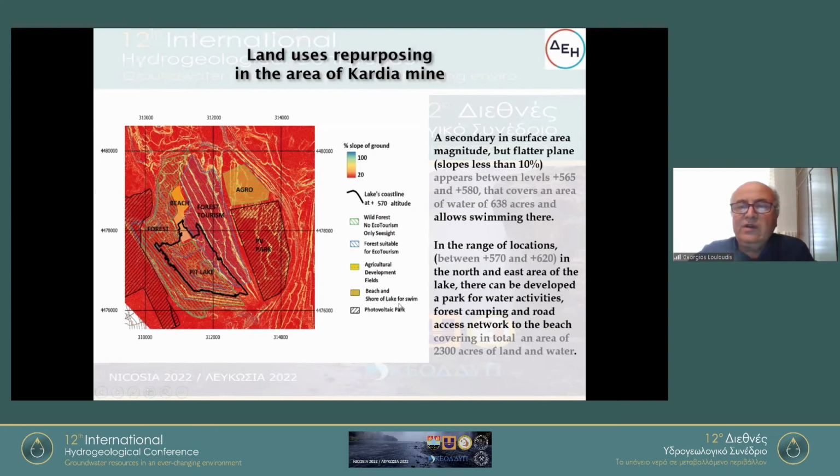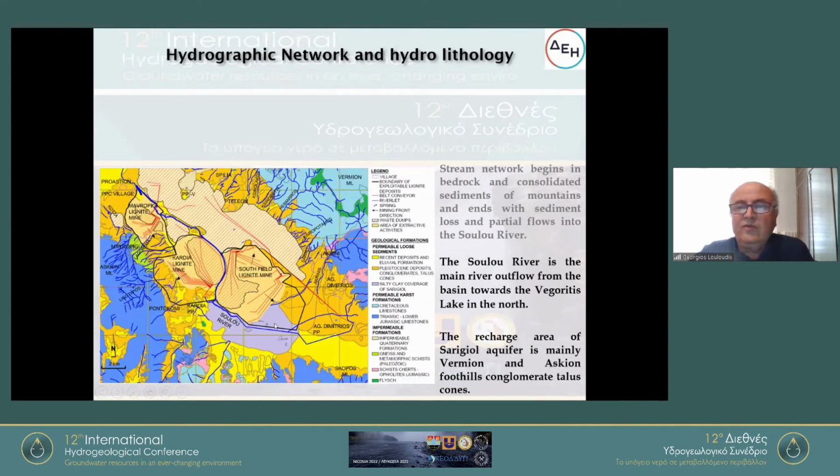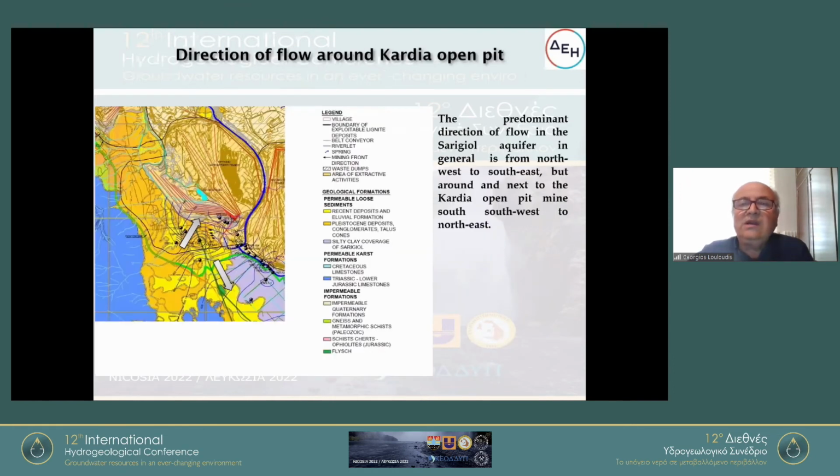The Sulu River is the main river outflow from the basin towards Vagoritis Lake to the north. The recharge area of Sarigol Aquifer is Vermion and Dacian foothills conglomerate talus cones. The predominant direction of flow in the Sarigol Aquifer next to Kardia mine is west to southeast, but exactly next to Kardia open pit is south to southwest.